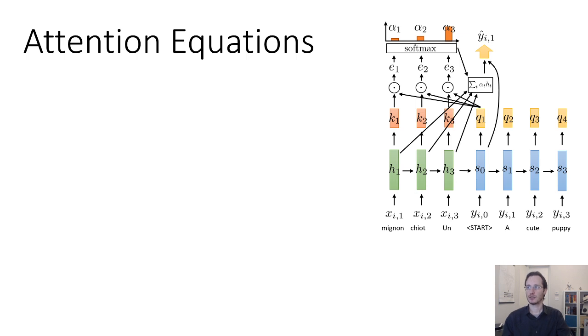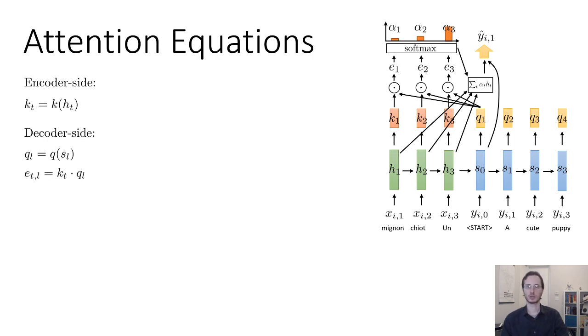And let's now write it out more precisely in equations. During the encoding, we have to construct these K_t's, and each K_t is some function K of H_t. On the decoder, we produce a query Q_l, which is a function Q applied to S_l. We construct our attention scores, E_t,l, by taking K_t and taking its dot product with Q_l for every t. You pass that through a softmax to get alpha_t,l, and then you construct the attention vector A_l as a weighted combination of the hidden state H_t at every time step, weighted by the corresponding alphas.